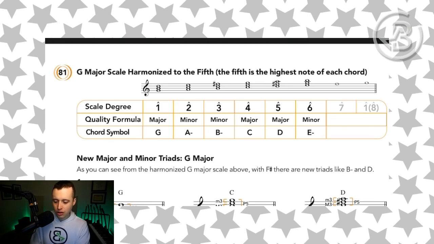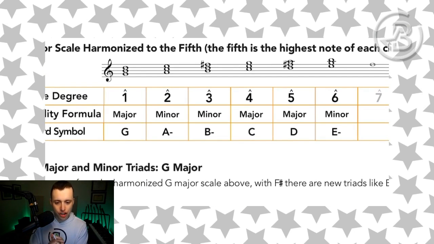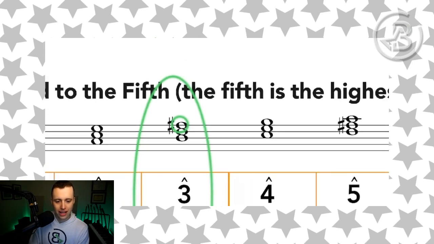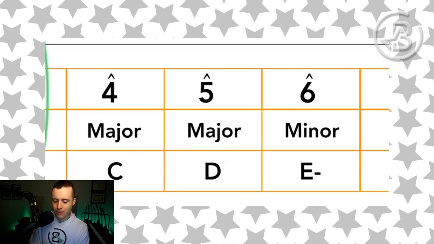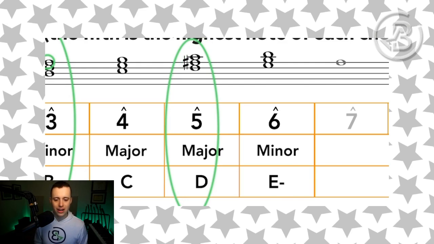So let's take a look at the chords that we have when we harmonize a G major scale. We have a G, we have an A minor, we have a B minor. That is brand new. We've not seen a B minor before, and the reason we have a B minor is because we have this F sharp here. So that's a brand new chord. We have a C major, we know C major, and we have another new chord, which is D major. And we're going to unpack the difference between D major and D minor in a future lesson.